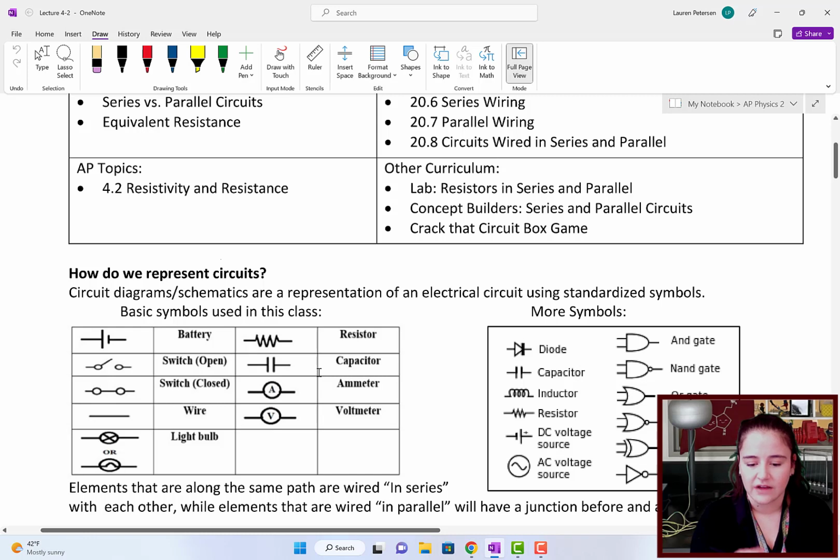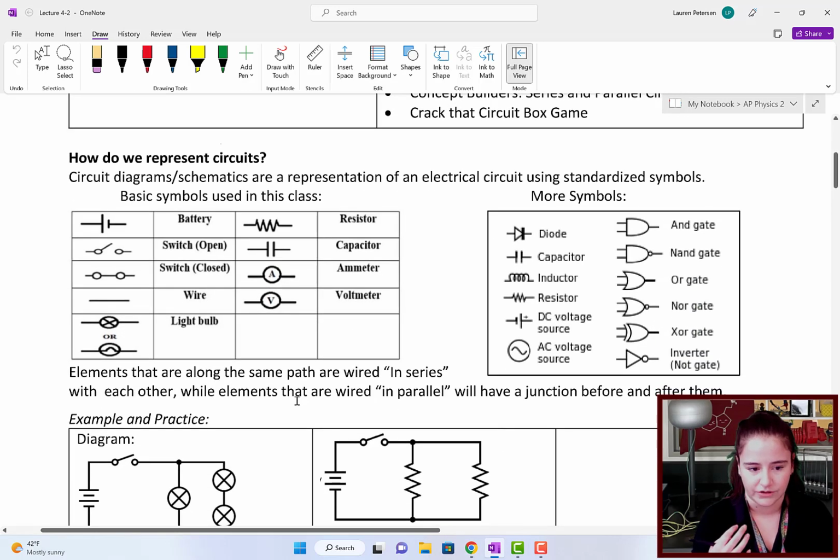So first off, as we go through our circuits more and more, we're going to be drawing lots of circuit diagrams, and there are some standard symbols that you'll typically see. We've got the battery, the switches, wires, which is of course just a line, ammeters and voltmeters, capacitors, resistors, and bulbs. Those are the ones we'll be using most often, these over here. These ones over here are a little beyond the scope of the class, but if you look up a circuit diagram for anything that you have, you might see them, so I figured I'd show you what they are.